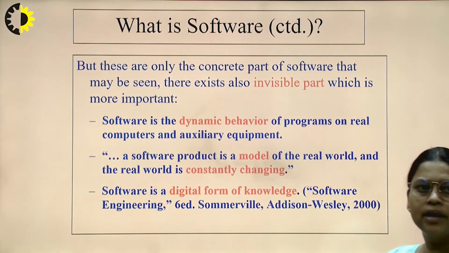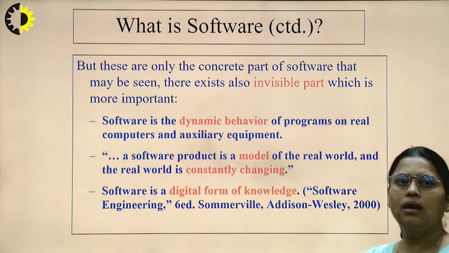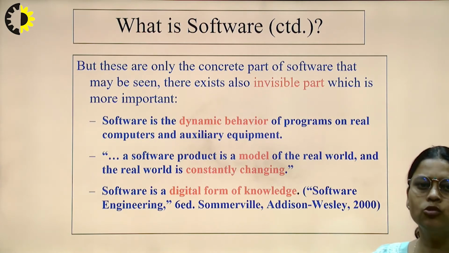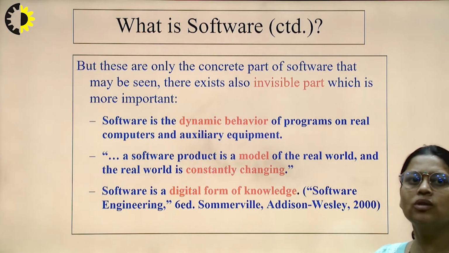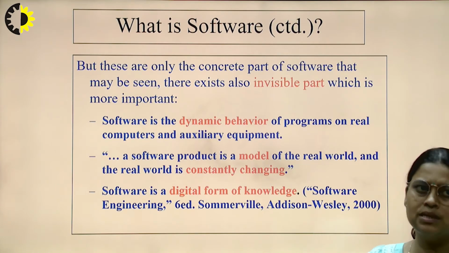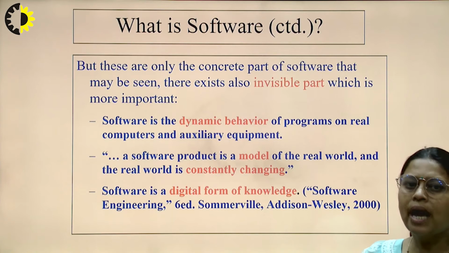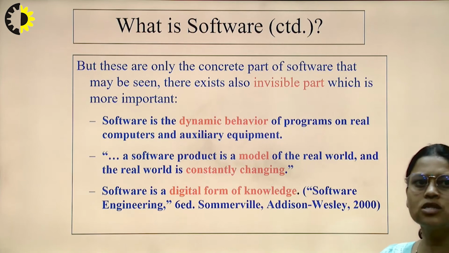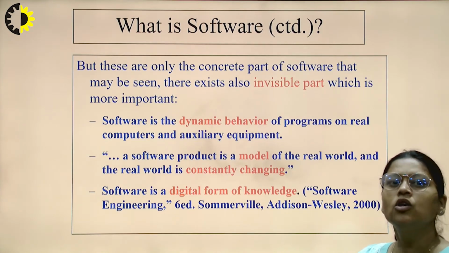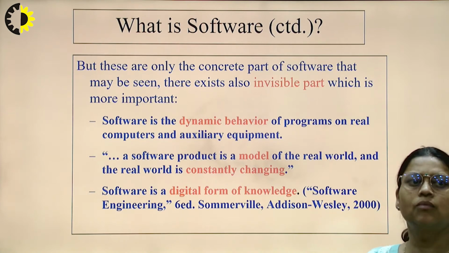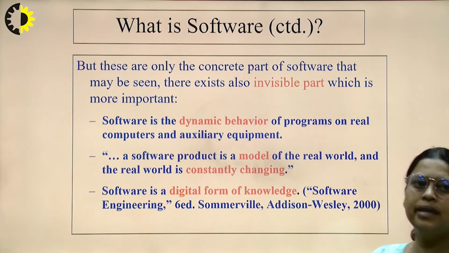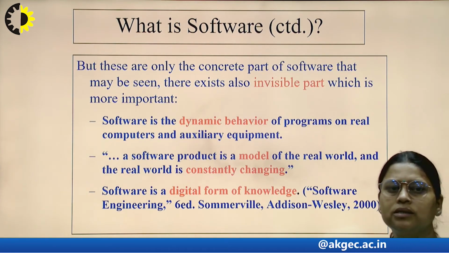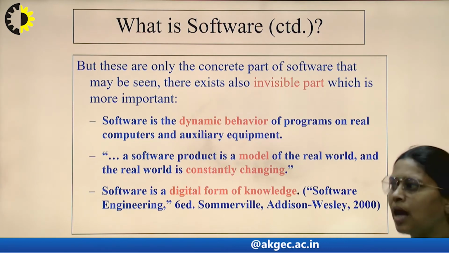Now, another definition of software is that software is an invisible part. If we look at the behavior of the software, we may see the software, but we cannot touch it like hardware. So, there exists an invisible part in the software. Another more important thing about software is that it is the dynamic behavior of the programs on real computers and in auxiliary components. So, we can say it contains dynamic behavior.